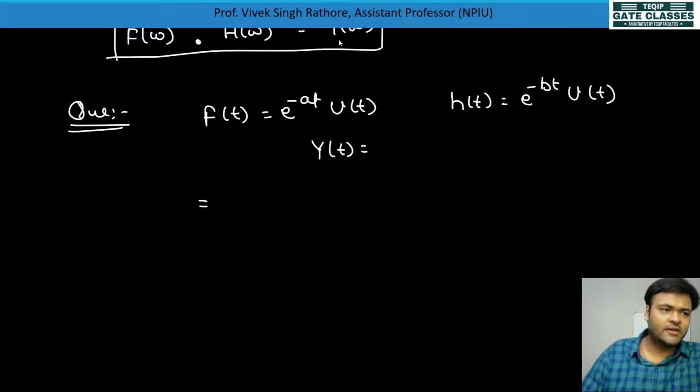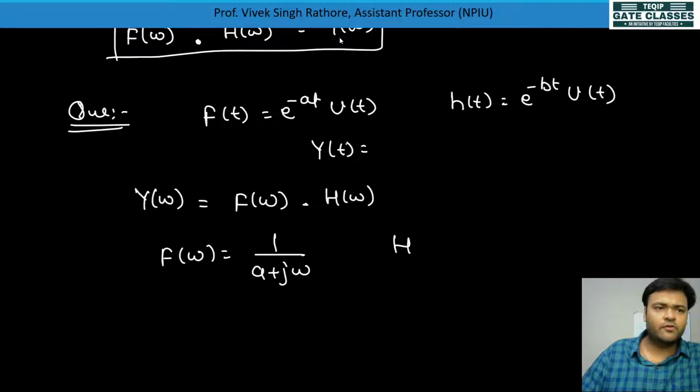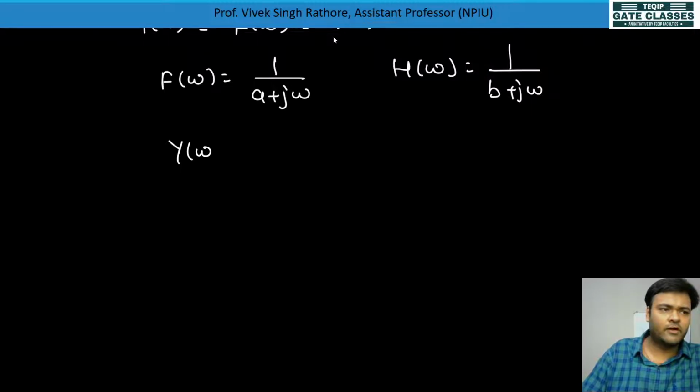So the convolution property says that if you can calculate f of omega, and if you can calculate h of omega, just multiply them, you will get y of omega, which is the Fourier transform of y of t. So by inverse Fourier transform, you can get y of t. Okay, then let's do it. F of omega for e to the power minus at u of t we already know, 1 by a plus j omega. H of omega can be calculated as 1 by b plus j omega. Now y of omega will be equal to 1 by a plus j omega into 1 by b plus j omega.